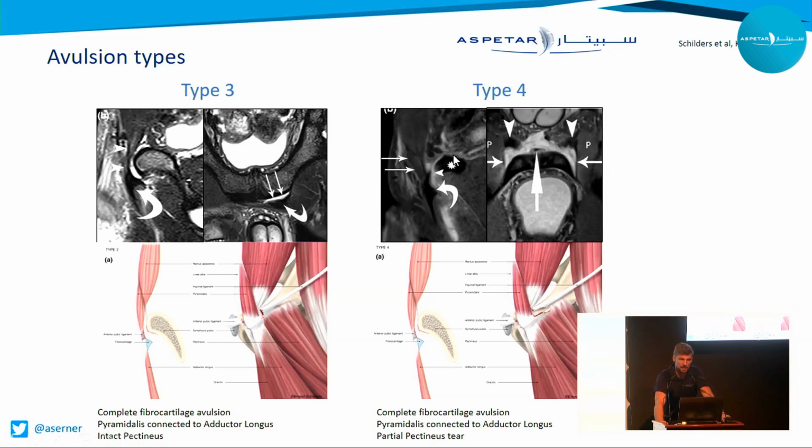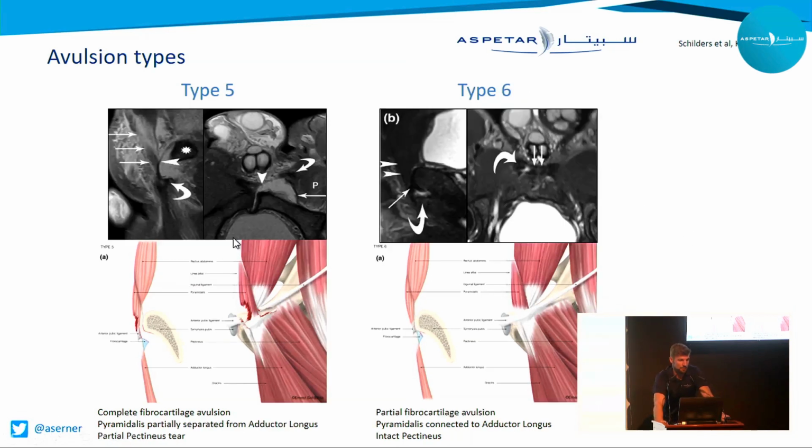On the other side here, we have the same with an anterior displacement, not too much of a distal retraction, but also with the concomitant pectineus injury. Type 5 is basically the same, also with the pectineus injury, but here a bit larger injury also to the pyramidalis muscle itself, a bit more proximally, not as common.